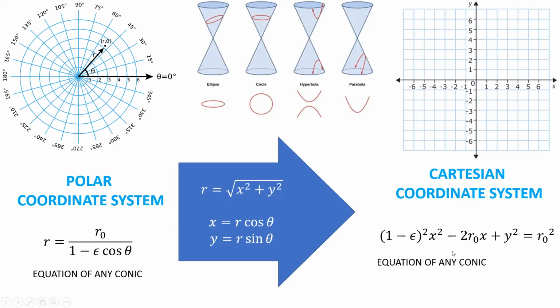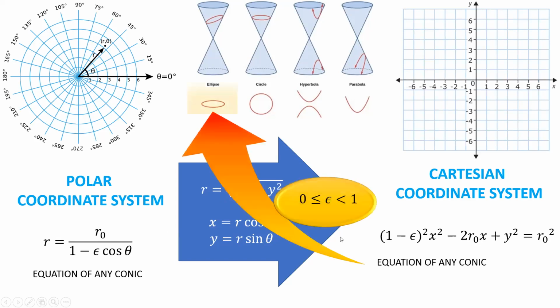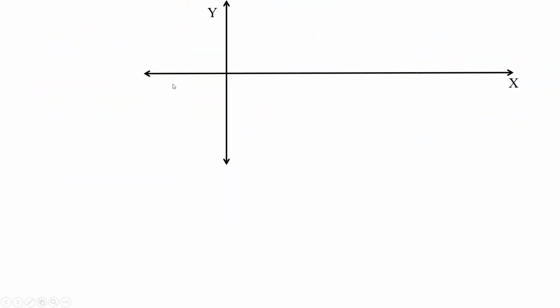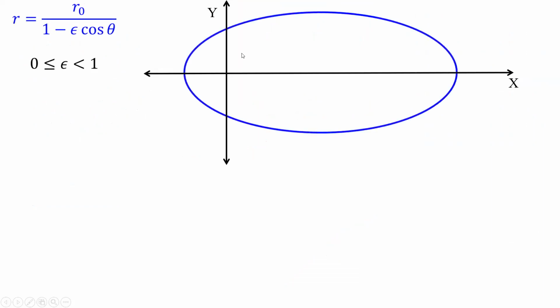So ellipse is a special case in which the value of eccentricity lies between 0 and 1. Now we will see something about ellipse. First of all, let us plot how it will look. We see that this ellipse is symmetric about the x-axis, but its center does not lie at the origin. The center of the ellipse is somewhere here and the origin is on the axis, and they do not coincide.